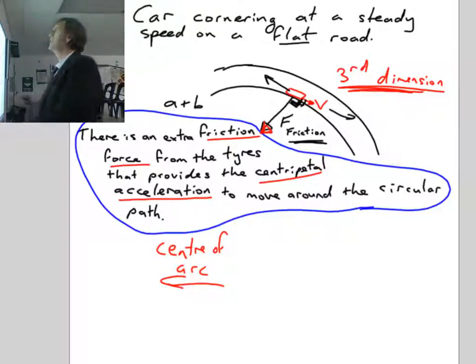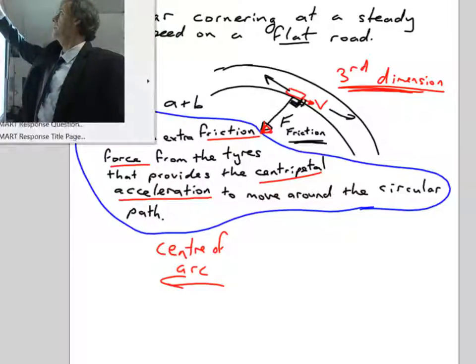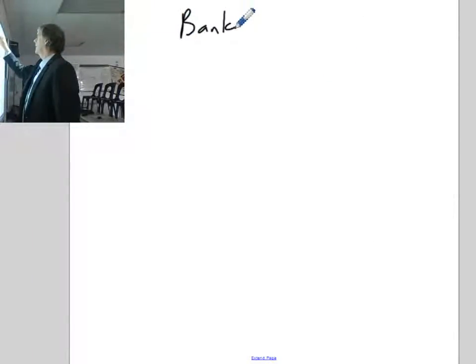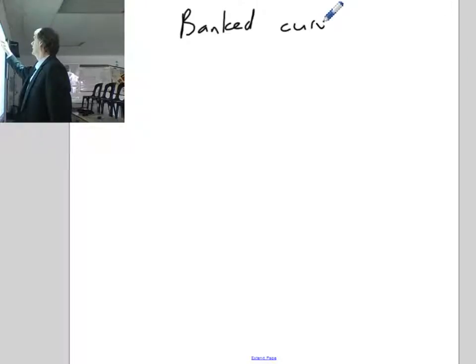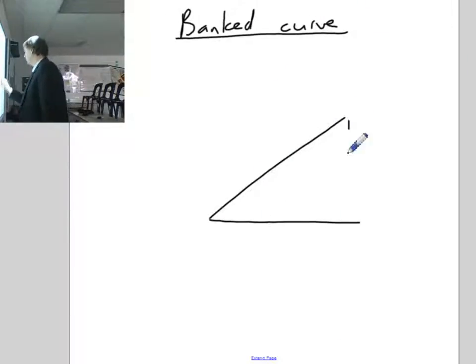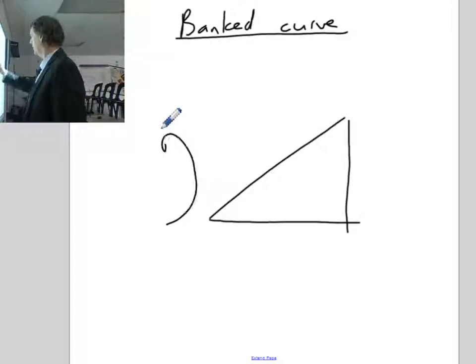Now the last situation, the application, is probably the trickiest one: can you use banking to help you get around the corner? So you've got a banked curve. We're going to go around a corner on a banked curve. The car is going to try and go around a circle, but use the banking to help you do it.